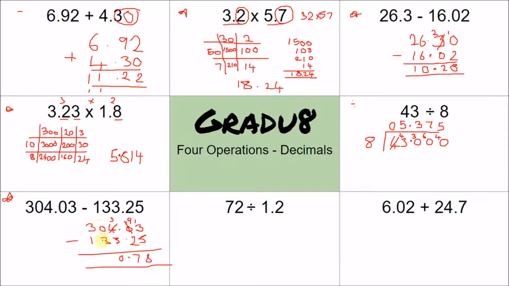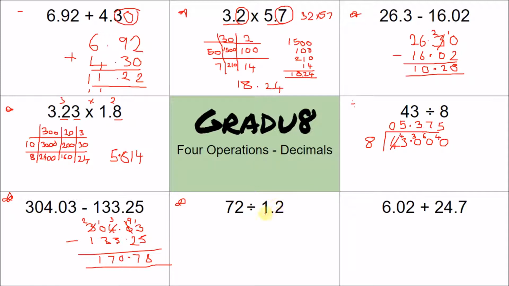and now I've got 0 take away 3, can't do it, so I'm going to borrow again. 10 take away 3 is 7, and 2 take away 1 is 1. Nice and easy there, gives me an answer of 170.78. Division question here, okay, slightly different.